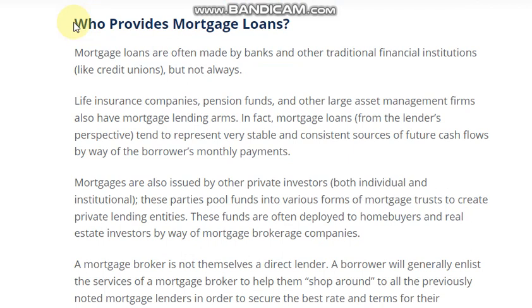Who provides mortgage loans? Mortgage loans are often made by banks and other traditional financial institutions like credit unions, but not always. Life insurance companies, pension funds, and other large asset management firms also have mortgage lending arms. In fact, mortgage loans from the lender's perspective tend to represent very stable and consistent sources of future cash flows by way of the borrower's monthly payments.